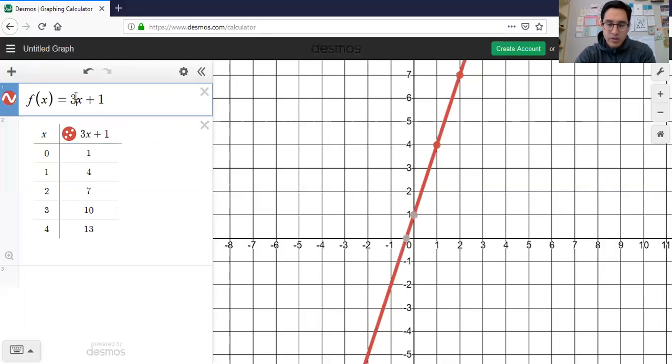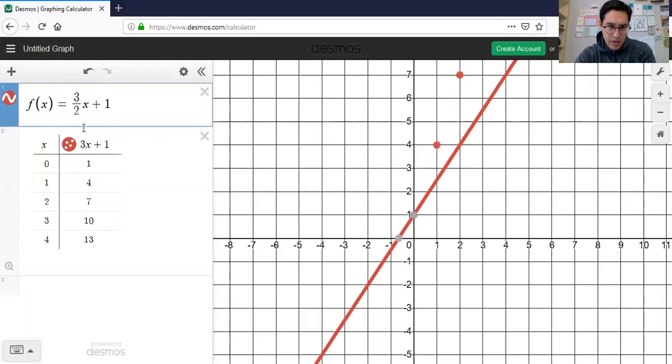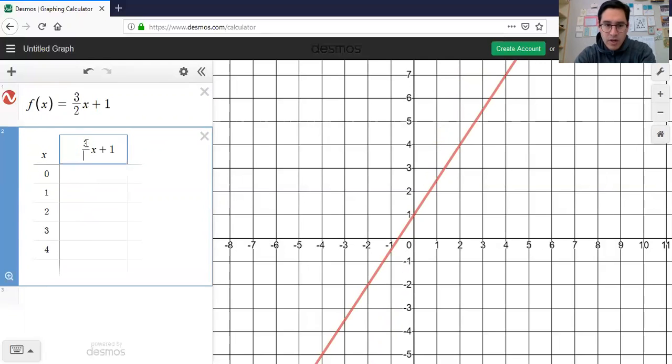And then we can do unique things like use fractions. So 3 halves. Now I have to go up 3 over 2, up 3 over 2, to get from this point to this point. 3 halves. All right, so this is pretty much a review of linear functions. Linear functions have this slope value, which determines the steepness of the line, and this constant value, which determines the y-intercept.